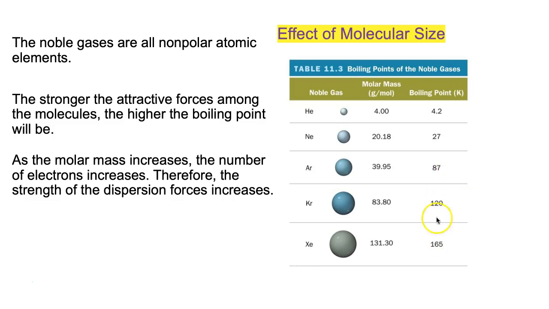So that means as we're going down the column, those dispersion forces are getting greater. So when we see the boiling points increase, that means the forces of dispersion are increasing as well. Because when you are boiling a liquid, you are trying to overcome those attractive forces.